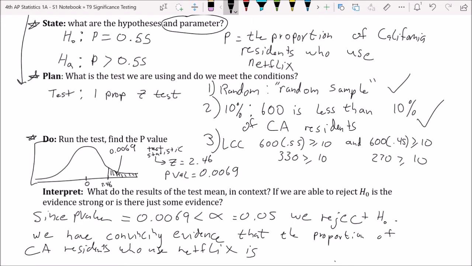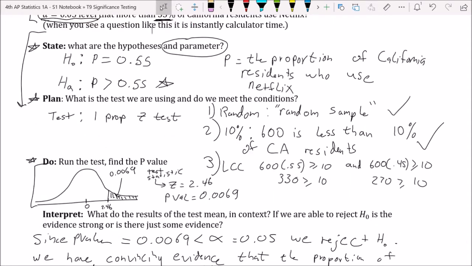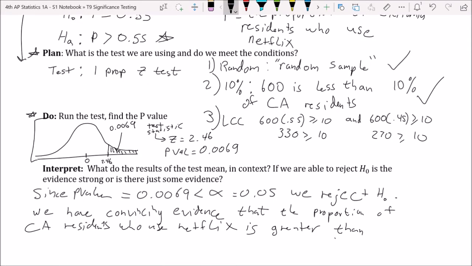is, all right, now we said we rejected the null, so we go to the alternative then. So we have convincing evidence that that p is greater than, and I'm going to word this last sentence the exact way the question worded it. They want to know if more than 55% of California residents use Netflix. So I'm actually going to put 55 instead of 0.55. So I'm going to put is greater than 55%. Okay, and that, now we explained it in stats, we explained it in context, we've really demonstrated our understanding.